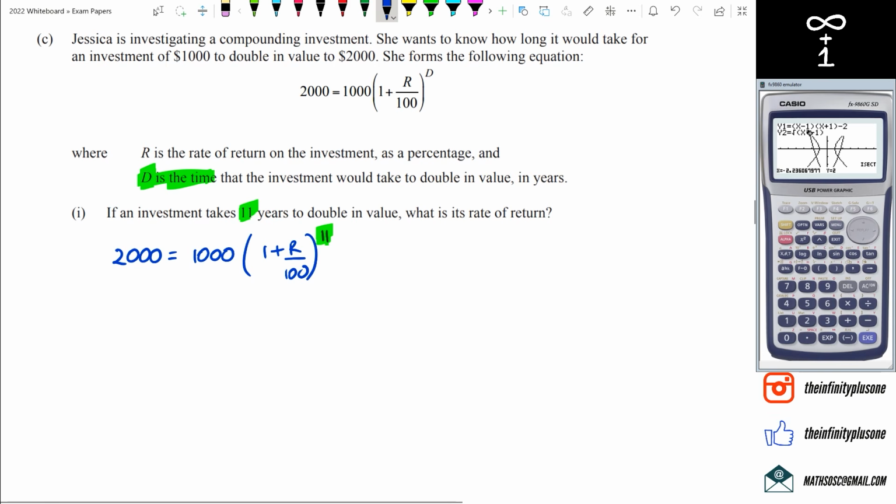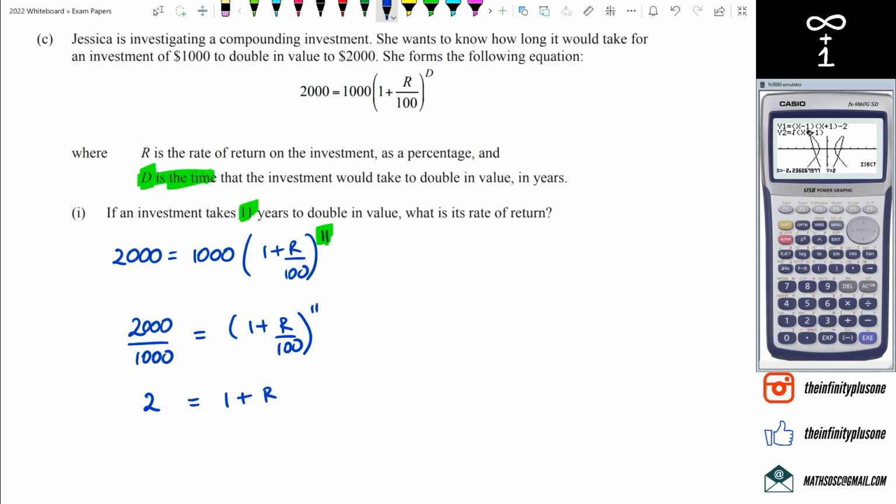Cool, so let's get rid of the 2000 and 1000. 2000 divided by 1000 equals 1 plus R over 100 to the power of 11. So we're going to get 2 equals 1 plus r over 100 to the power of 11.